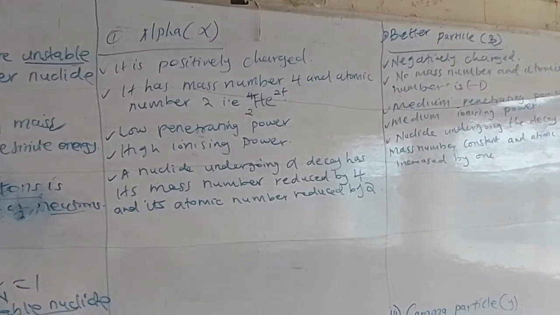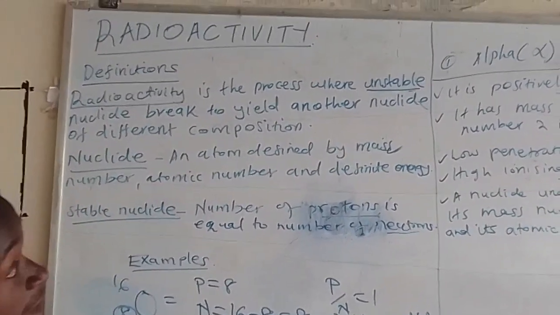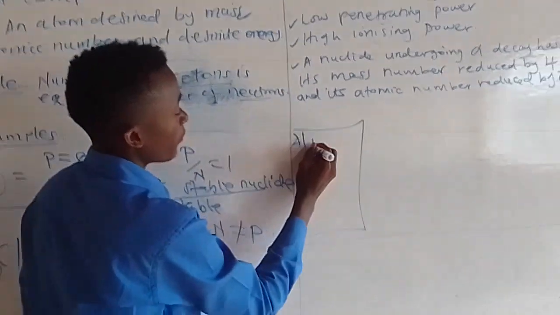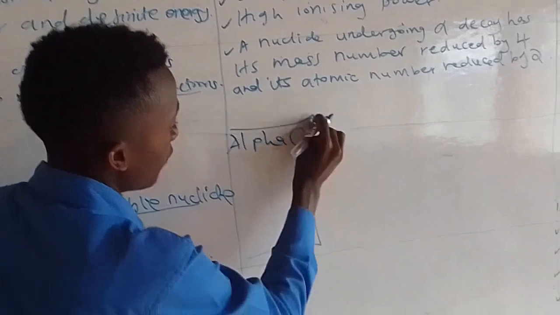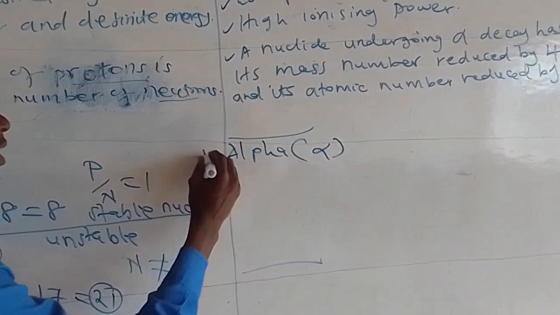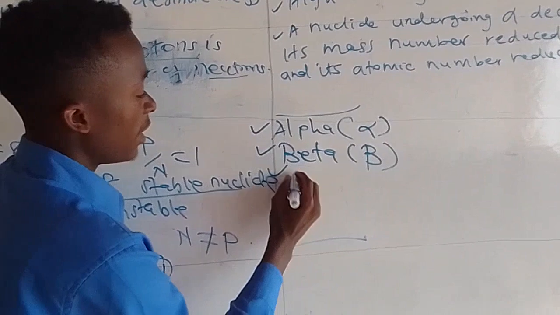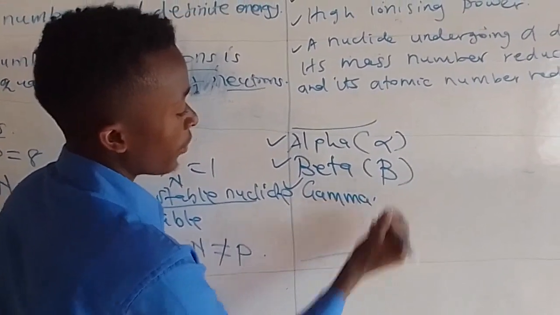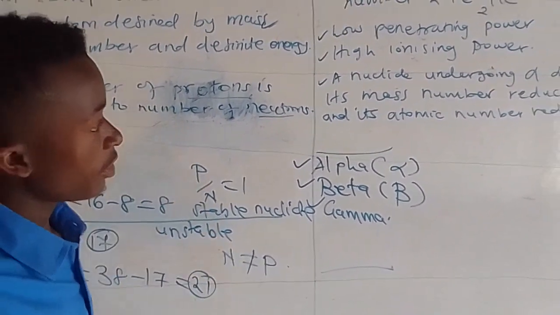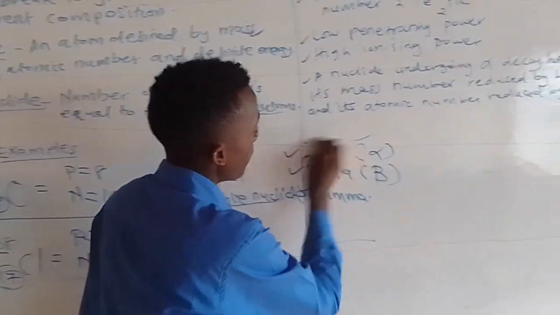We have said that unstable nuclide disintegrates by emitting rays, and these rays are classified into three. We have the alpha particle. This is its symbol we shall be using. That is the first one. The second one is beta, the beta particle, and finally the last one will be gamma. So we're going to look at this one by one. These are the rays emitted for decomposition of unstable nuclide. So we shall start with the alpha particle.